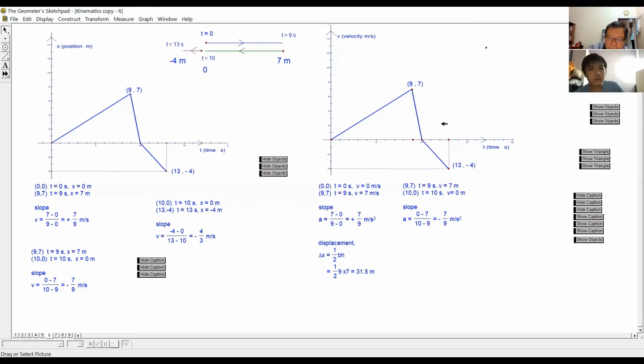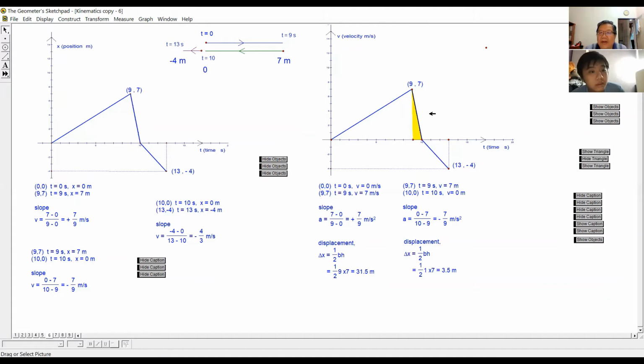Even though the object is slowing down, it is still moving. So there will be distance covered. There will be a difference in the displacement. Okay. So the difference in the displacement again is given by the area under the graph.